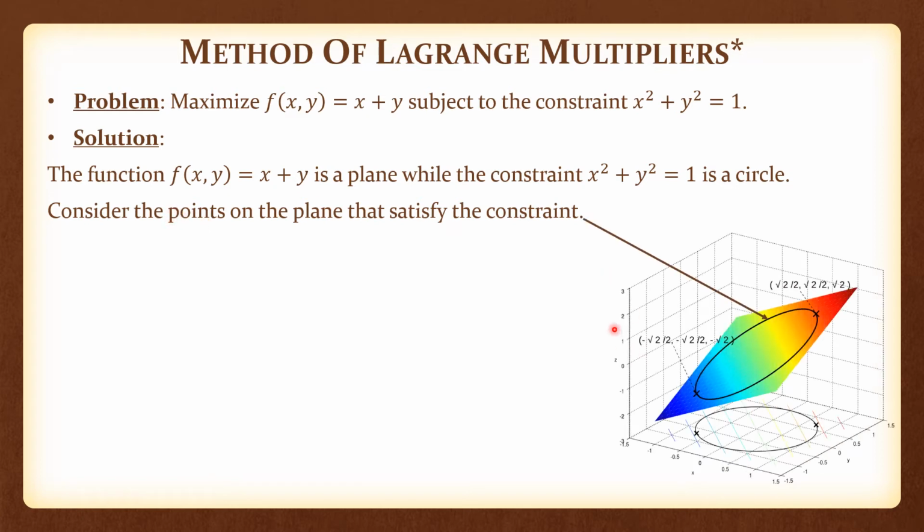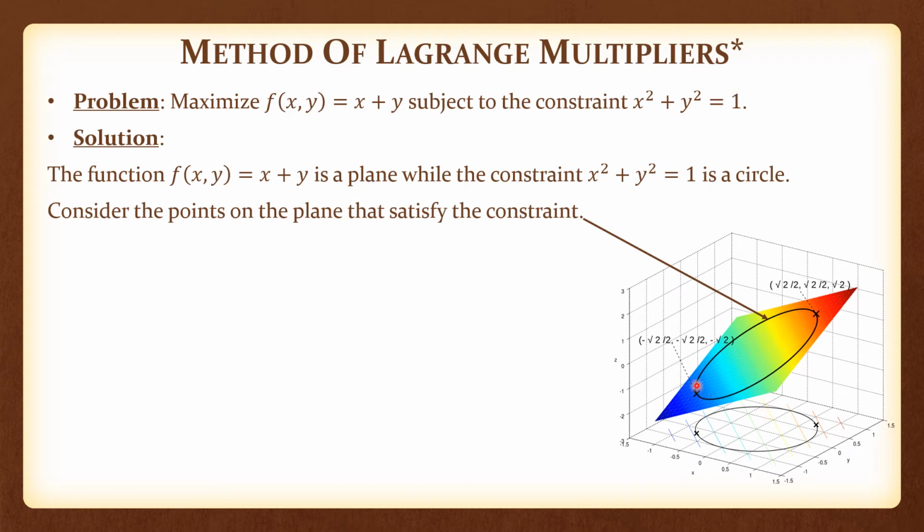So here is a picture. This colored plane is the plane f of x comma y, which is x plus y, and the constraint is the circle x squared plus y squared equals 1. This is x, that is y, and this is the circle that is projected onto the plane. Or rather, the circle here projected onto the xy plane is this circle.